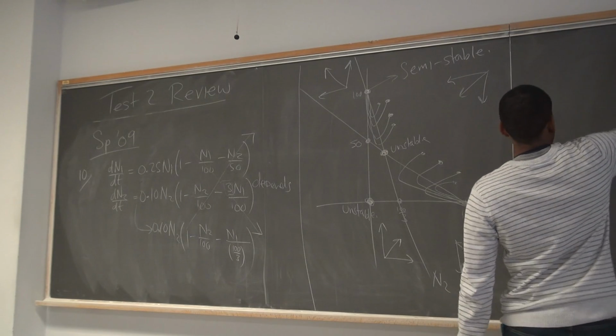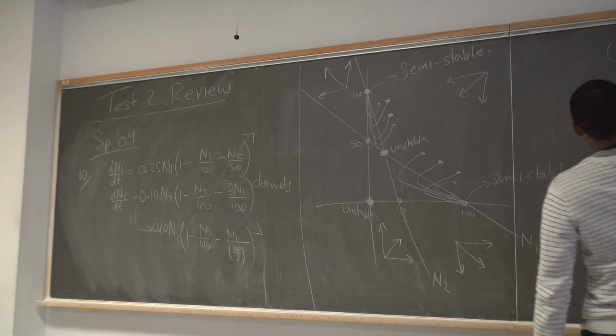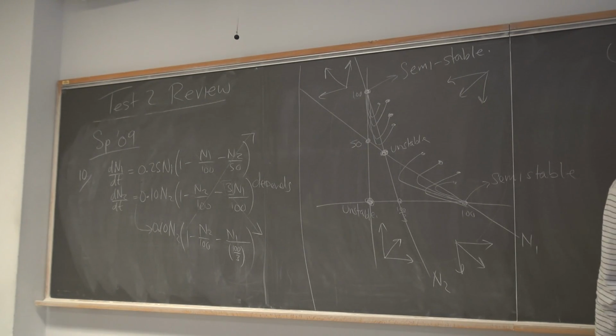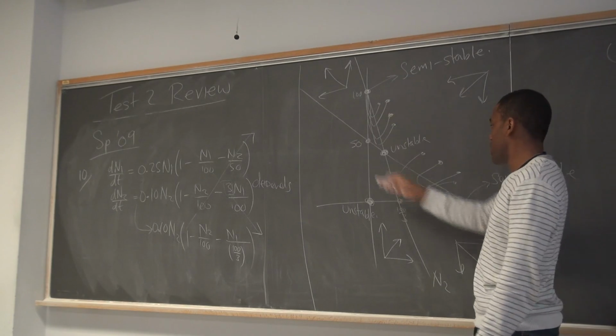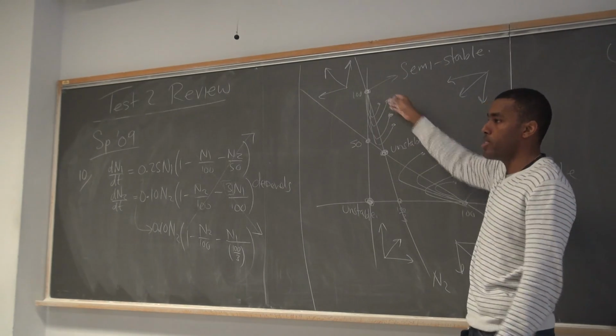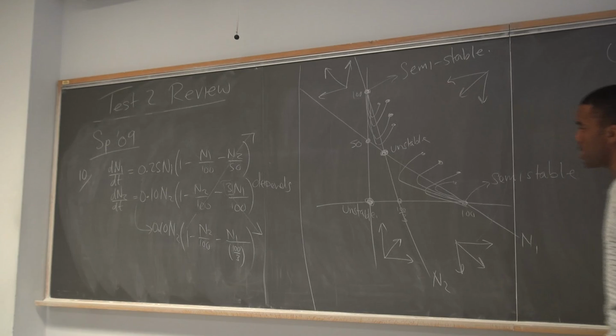So yeah, in part C, it's definitely competitive. You can justify it with Lowe's method, or just look at this diagram. It says sometimes N2 will win, sometimes N1 will win. It depends where you start. That is the characteristic of a competitive system.